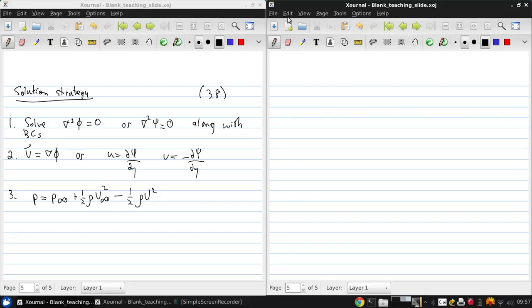Okay, now that we've introduced the concepts of potential flow and shown how potential flow fields can be solved for given the governing equation, let's review some elementary potential flows. This is 3.9 to 3.16 of Anderson. So the first and most basic is the uniform flow.